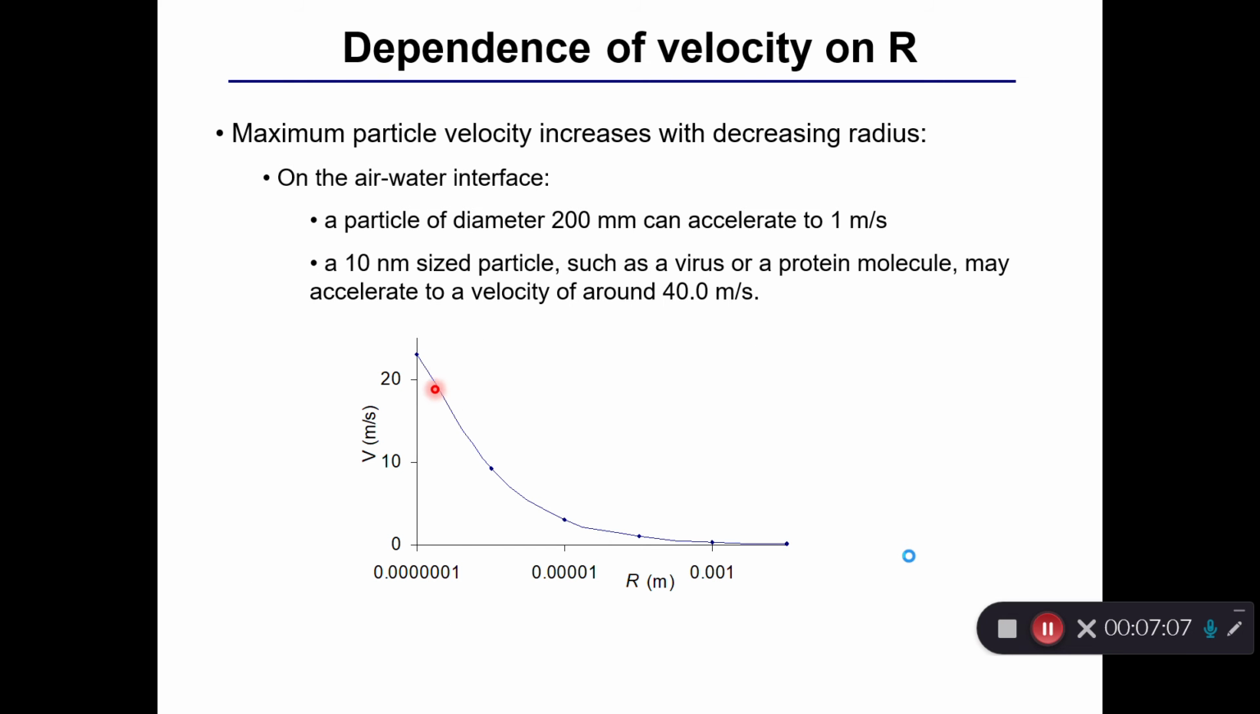and so we can see that when the particle size is reduced, the initial velocity is going to be very high. A particle of diameter 200 millimeter can accelerate to 1 meter per second, whereas 10 nanometer size particles such as a virus or a protein molecule may accelerate to a velocity of around 40 meters per second. So that is the reason we saw the very explosive dispersion of the particles.